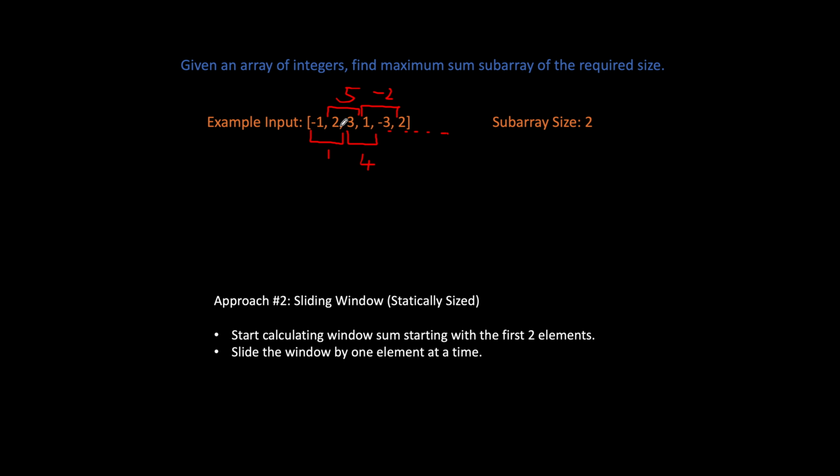And while doing this, we will only have to keep track of the maximum subarray that we found up to that moment. So we'll just record this, 2 plus 3 being 5. And if we don't find anything more, we're just going to return 5, and that's going to be our solution.